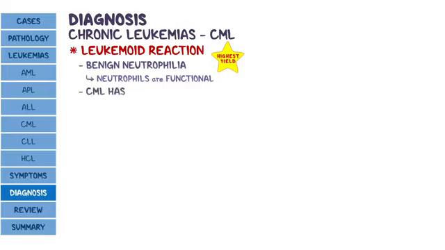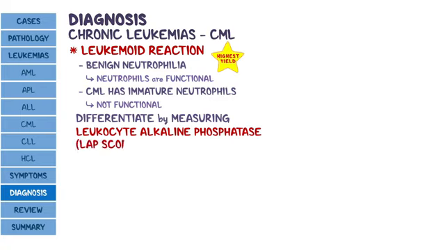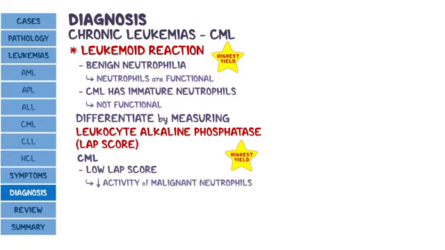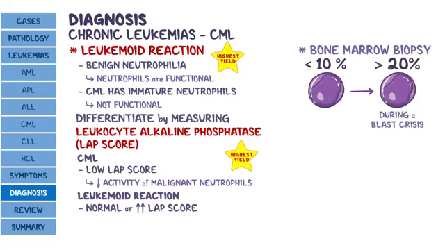Since CML has immature neutrophils that are not functional, we can differentiate the two by measuring a neutrophil enzyme called leukocyte alkaline phosphatase, also known as LAP score. In CML, there's a low LAP score as a result of the low activity in malignant neutrophils, as opposed to leukemoid reaction, which has a normal or increased LAP score. Bone marrow biopsy will show less than 10% blasts, but during a blast crisis, this could go above 20%. For a conclusive diagnosis of CML, genetic testing must be done to look for the Philadelphia chromosome.